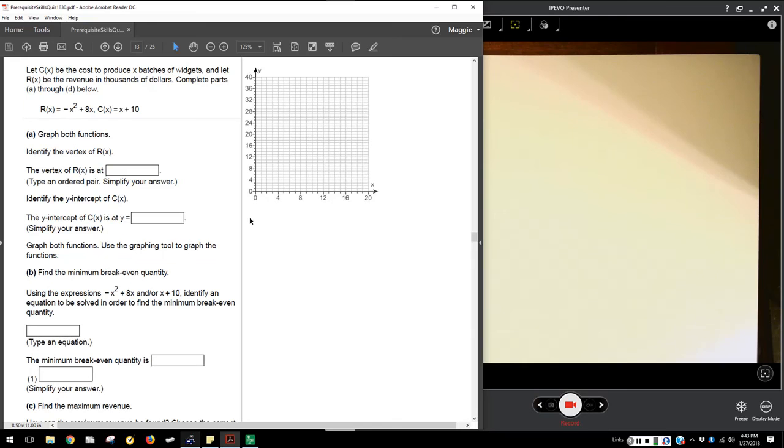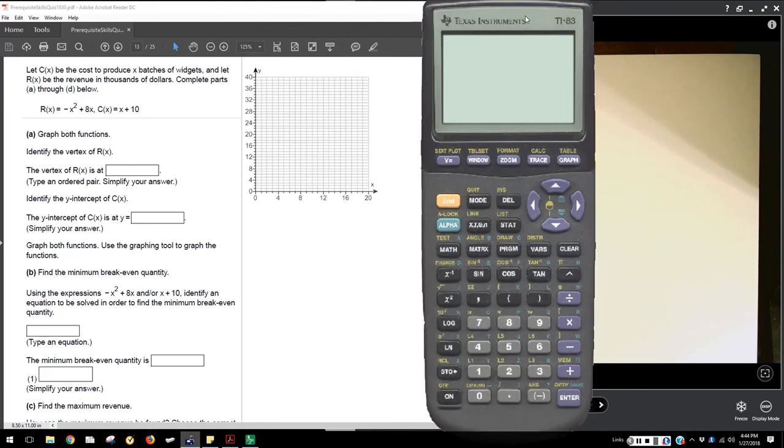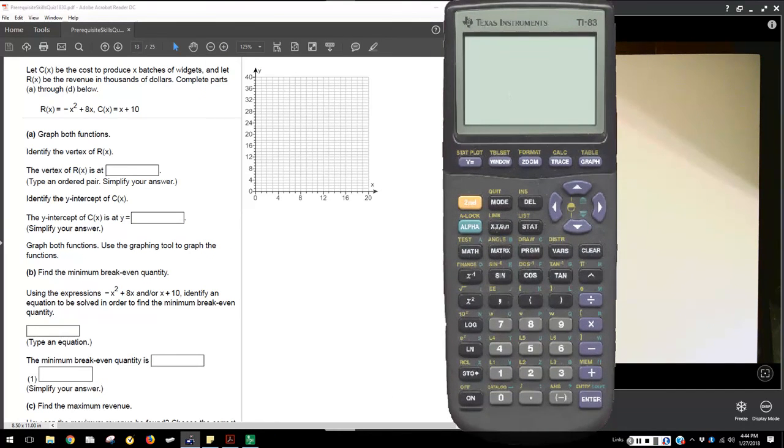Problem 31 says, let C of x be the cost to produce x batches of widgets. Let R of x be the revenue in thousands of dollars. Complete parts A through D below. Graph both functions. Well, before you try to graph it on here, you probably need to figure out how to translate it into a graph on your calculator just to make life easier.